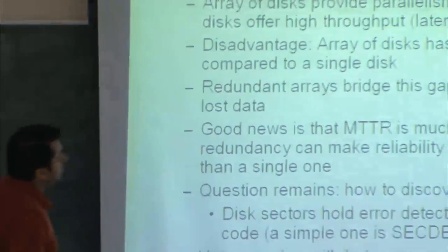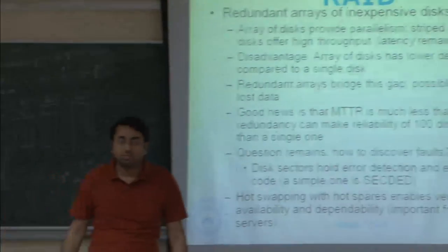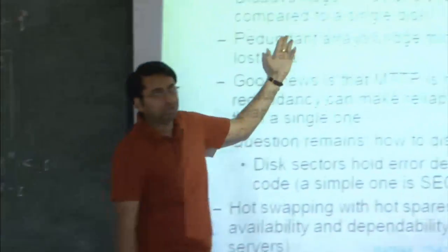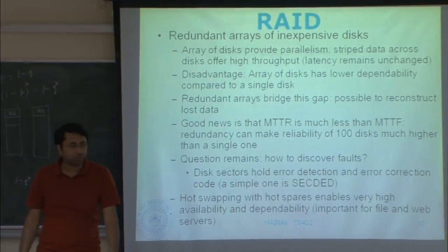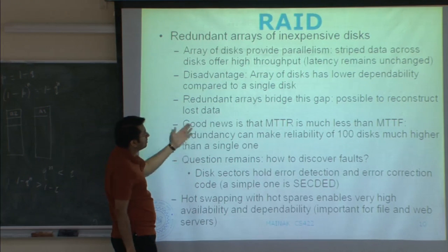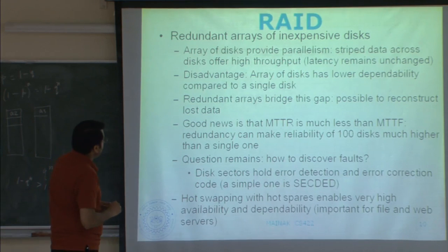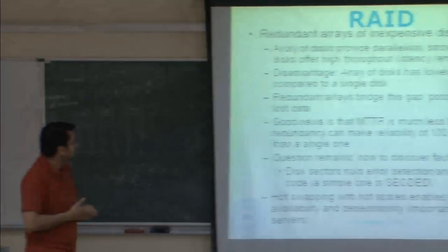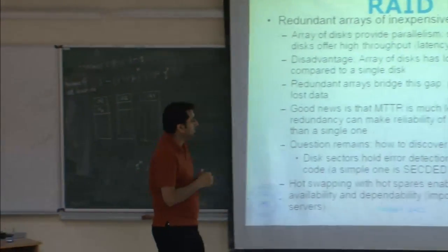So redundant arrays try to bridge this gap. It says that you have an array of disks, so you have throughput, but you have this problem: the probability of failure goes up. Can I bridge the gap with redundancy? Essentially that means there must be a possibility of reconstructing lost data if there is any. The good news is that MTTR is much less than MTTF. So redundancy can make the reliability of 100 disks much higher than a single one.